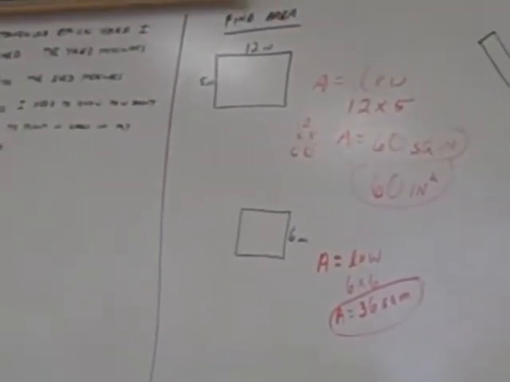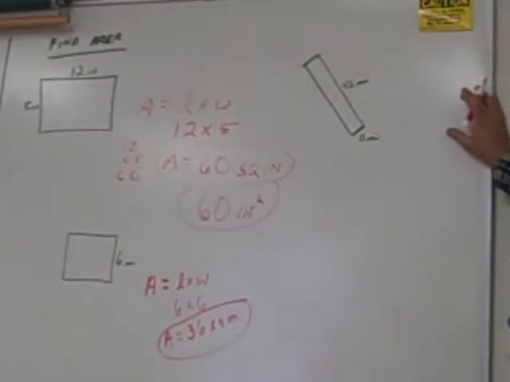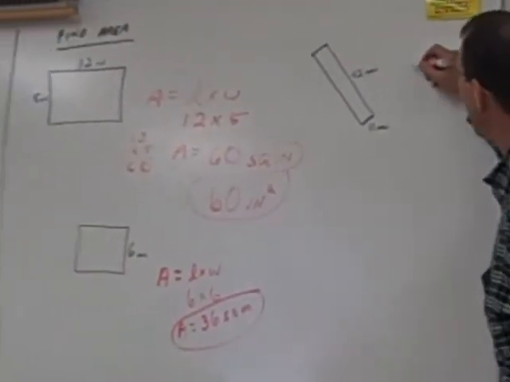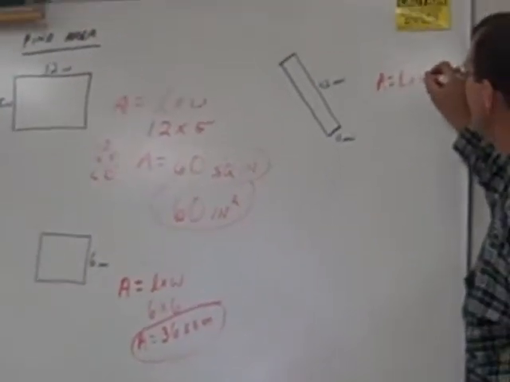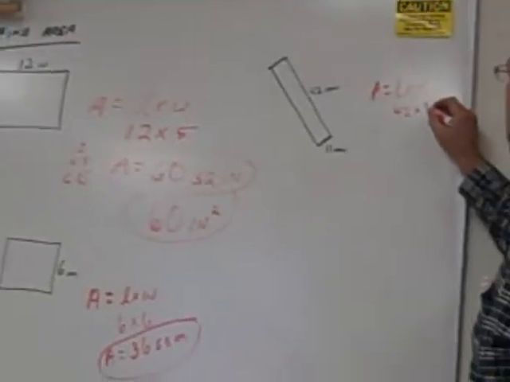All right, here we go. This one right here. Length times width. Thank you very much. We're using length times width. 42 times 11.